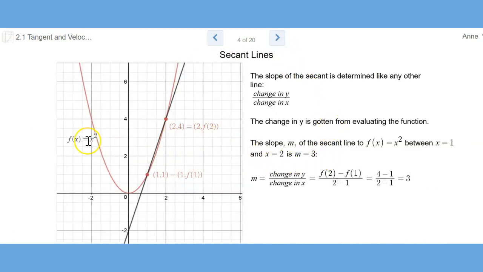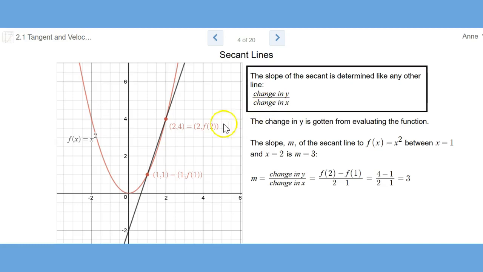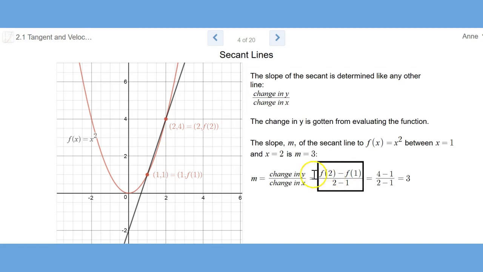So here's the function f of x equals x squared. When x is 2, I know that f of 2 is 4. When x is 1, I know that f of 1 is 1. So the secant line to this graph at those 2 points can be found, the equation can be found by knowing that these 2 points lie on that line and then just finding the equation of the line as I normally would. I get the slope, which is the change in y over the change in x, and then I'm going to use one of those points on the line to figure out the equation.